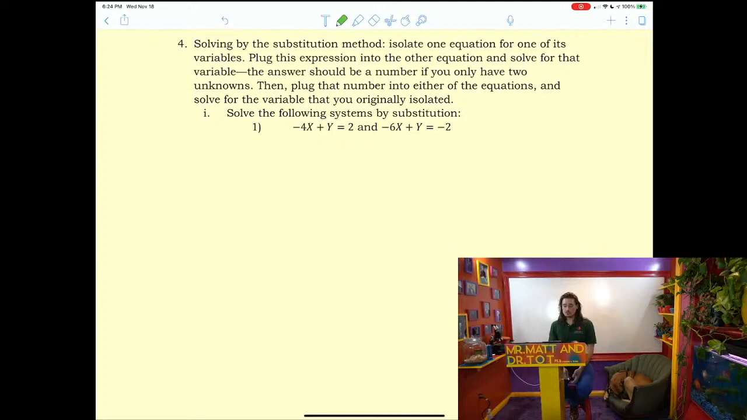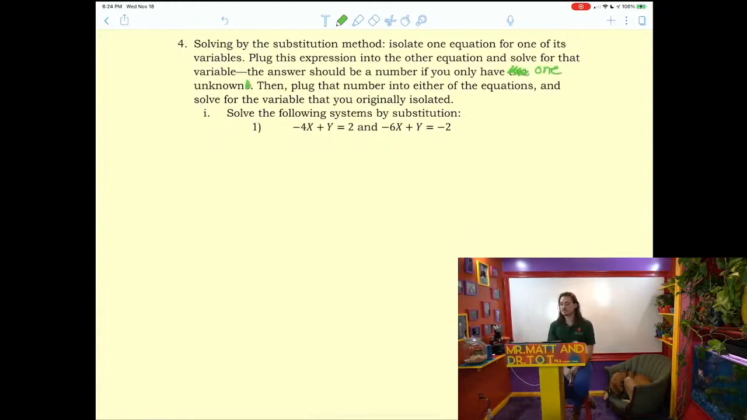So you can also solve these systems using substitution. In order to use the substitution method, you want to isolate one equation for one of its variables. You plug this resulting expression into the other equation for that variable and solve. The answer in this case, when you do the substitution, should be a number. So you get an explicit value as an answer. Then you only have one unknown.